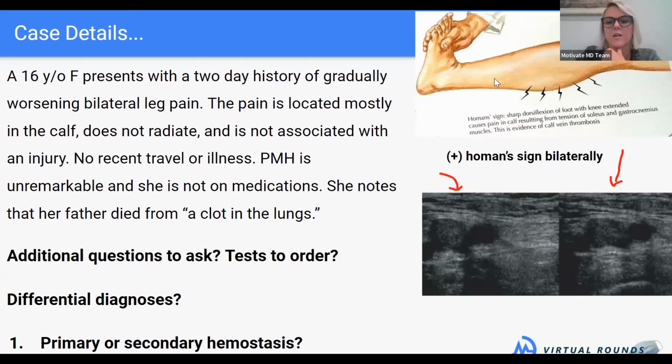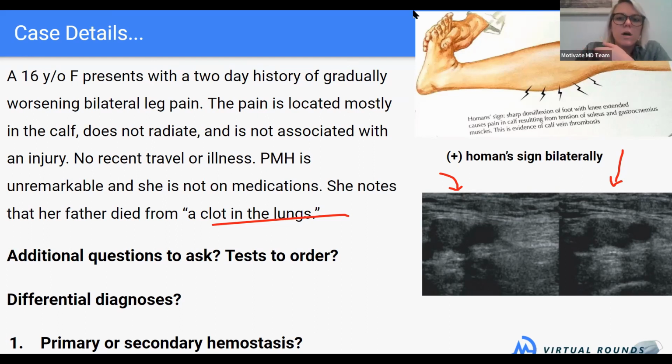Yeah, good. Dad died of a blood clot in the lungs. And that tells us something that might be going on in that regard. Okay, so now, primary or secondary hemostasis? Are we talking platelets or are we talking coagulation factors here? Good. Yeah, excellent. Everybody's saying secondary here. I think you guys are all right.